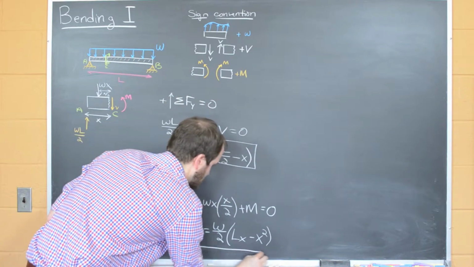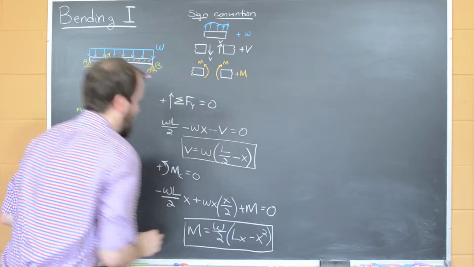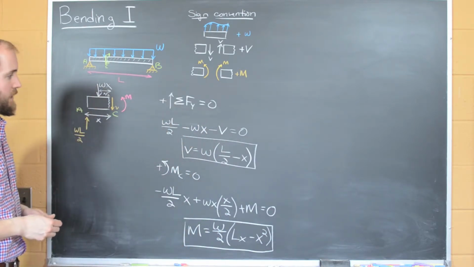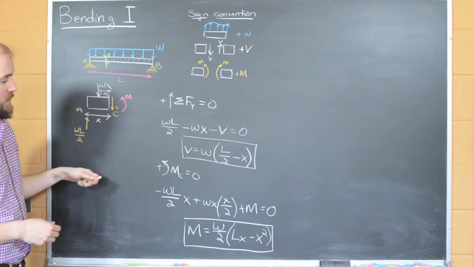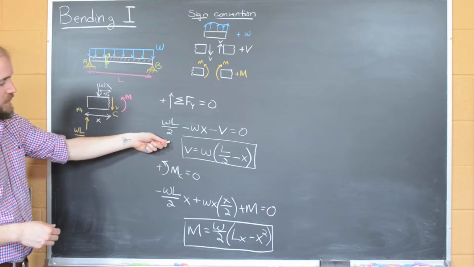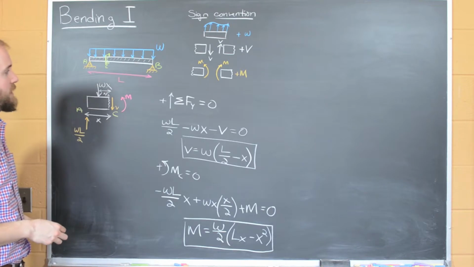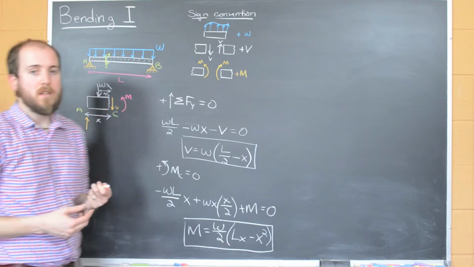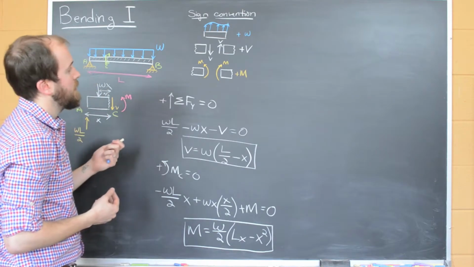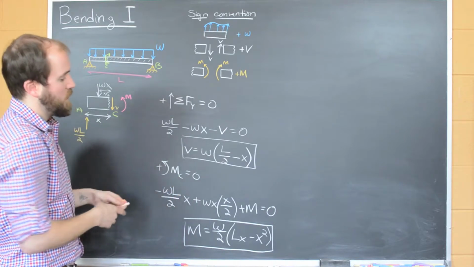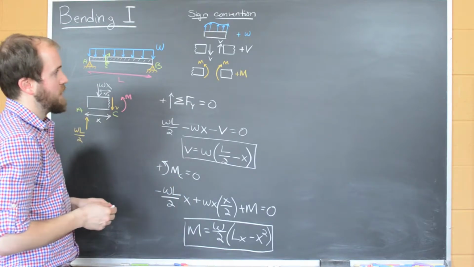deduce a couple of things from this free body diagram and our equilibrium equations. Our shear force varies linearly with x. Our moment is quadratic with x. And what we want to be able to do here is extract from this information what a shear and bending moment diagram would look like.